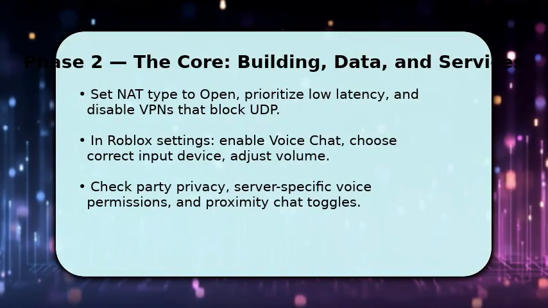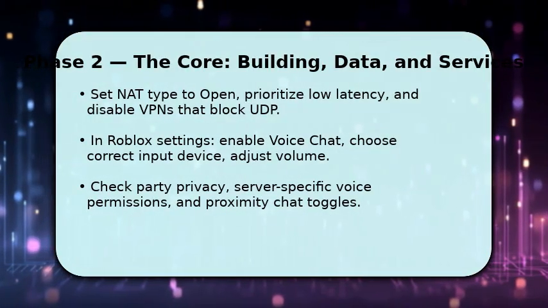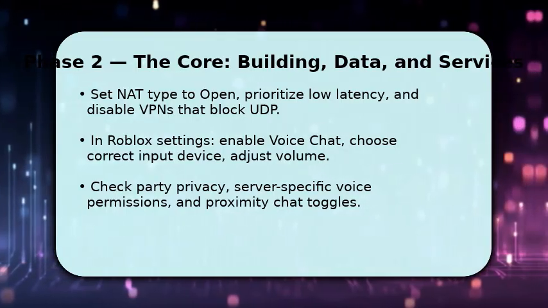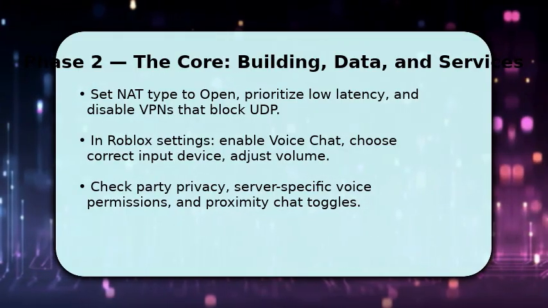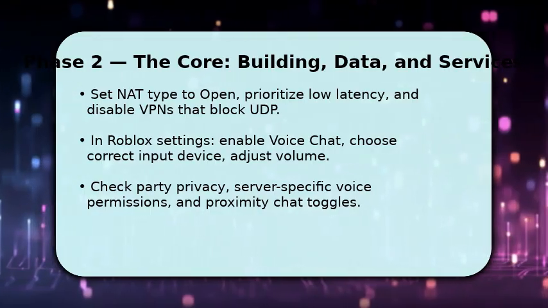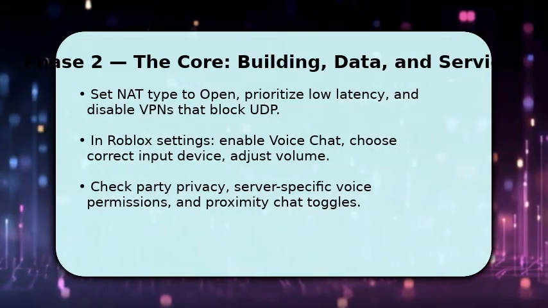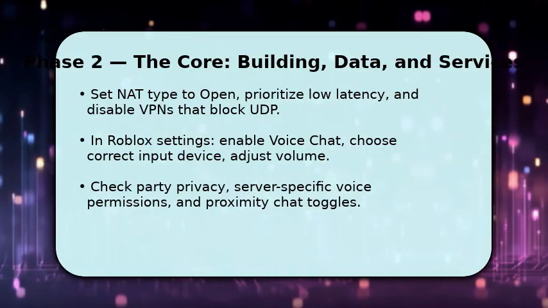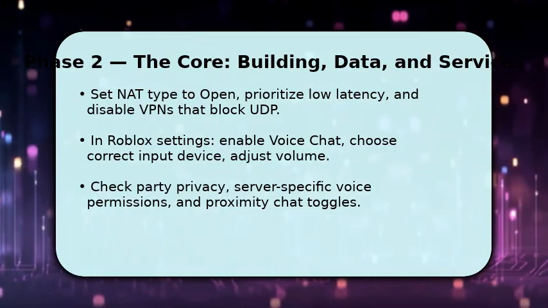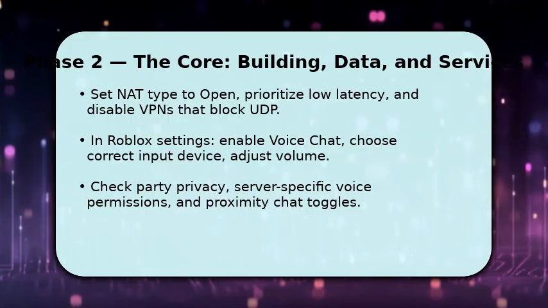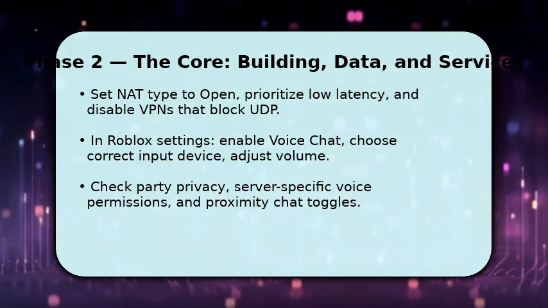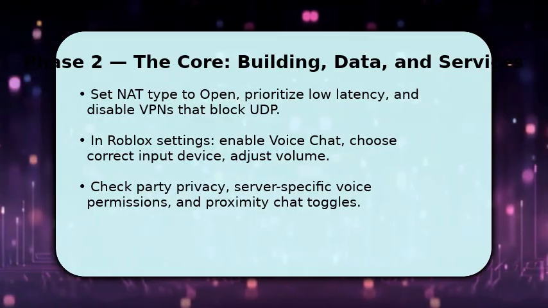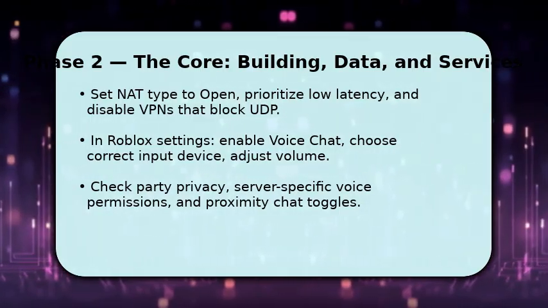Now focus on network and in-game execution. You want a low latency path, so set your router or console NAT to open and avoid VPNs that block UDP traffic. In Roblox, enable voice chat explicitly, select the correct input and output devices, and set volumes so you're audible without clipping. Once done, verify party or server voice permissions and proximity chat toggles. These can silently block you. If you changed hardware, make sure to restart Roblox so settings apply cleanly.